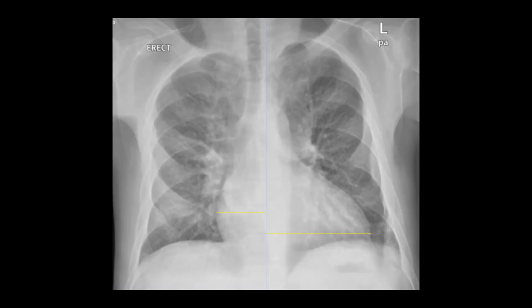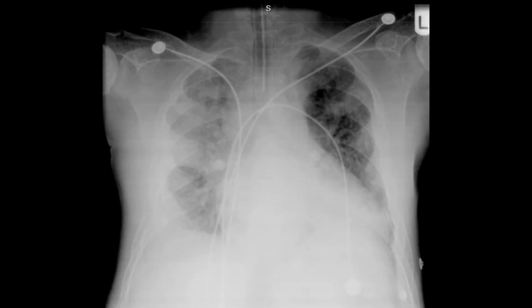This is the posterior-anterior view taken for the patient on day 1 of admission. The cardiothoracic ratio is higher than 0.5. And already on day 2, more cardiac dilatation and more pulmonary edema that spares the left upper lobe started to develop.